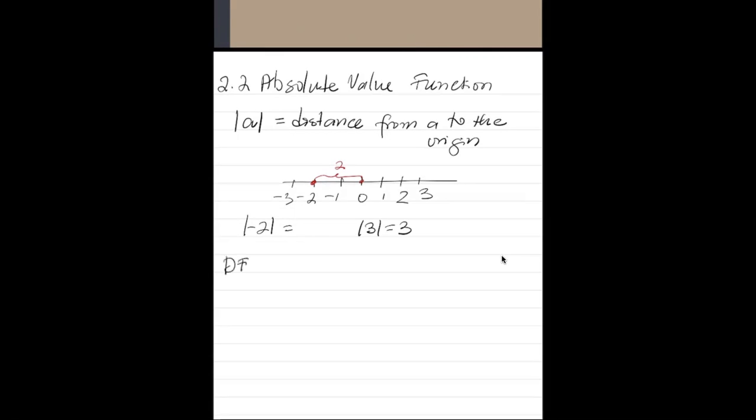Definition for absolute value function, we define it as a piecewise function, so it's x if x is greater or equal than 0, and negative x if x is less than 0. So since 0 doesn't have a sign, we can put the equal 0 either on the top branch or the other branch.